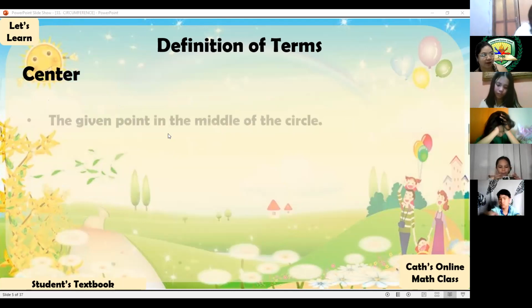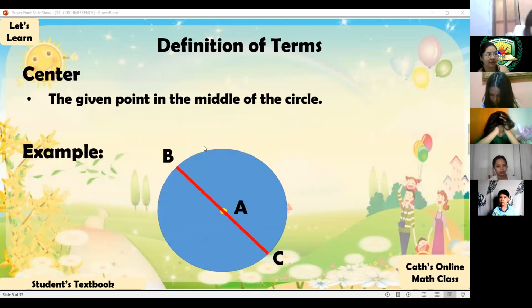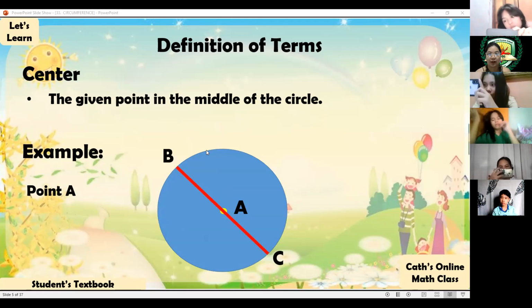Let's have the center. This one is the given point in the middle of a circle. Example: where is the middle point again? Yellow dot. Okay, point A. So the center is point A. That's how you're going to answer. What is the center of this circle? It is point A.